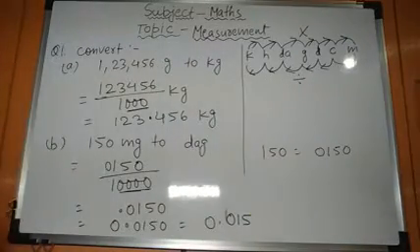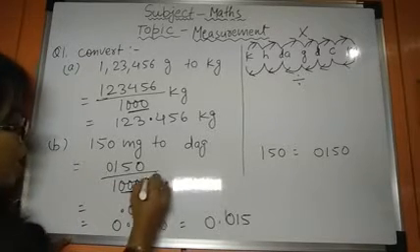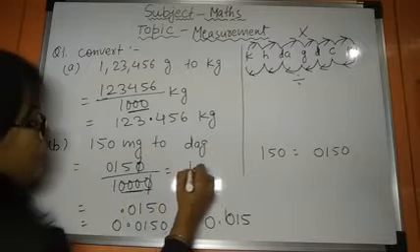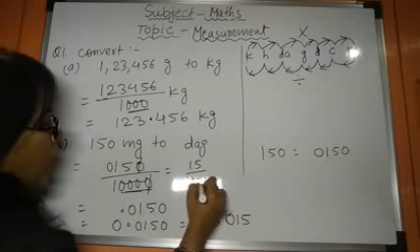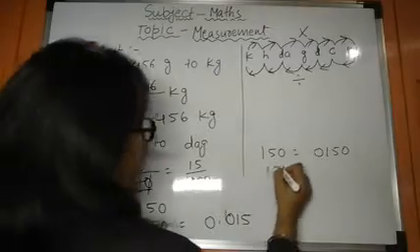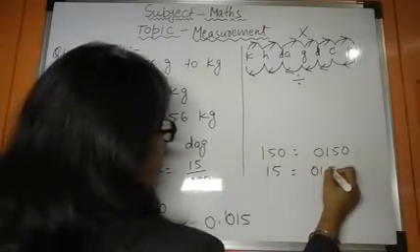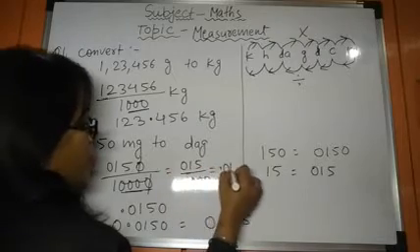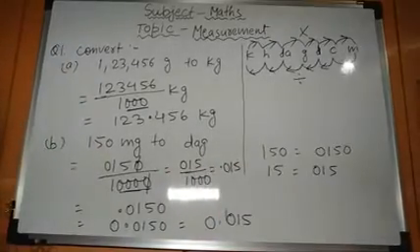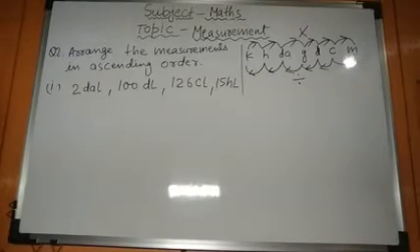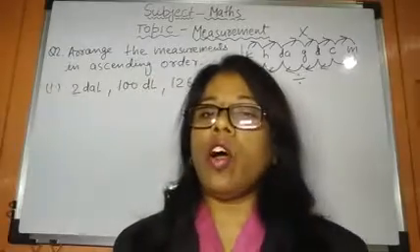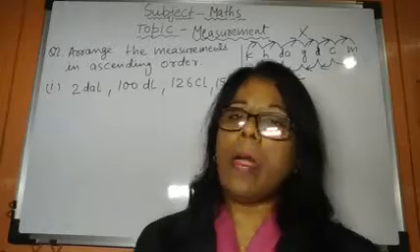Why are we skipping it? Just see. We can cancel here, 10 by 10. So it will be 15 upon 1000. Now 15 can be written as 015. So answer is 0.015. There is no change. Fine. The next sum is to arrange the measurements in ascending order. You know that ascending order means from smaller to bigger.